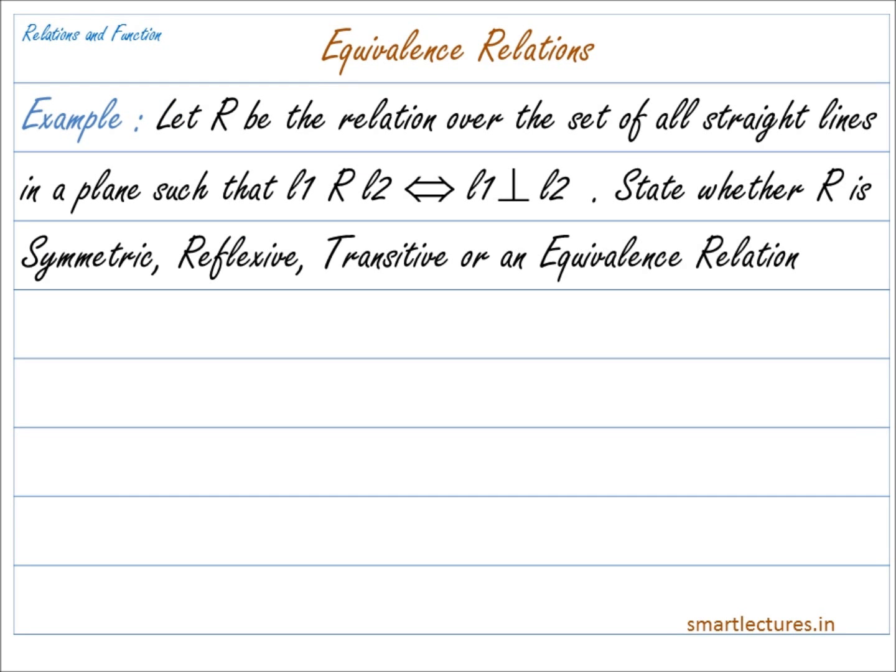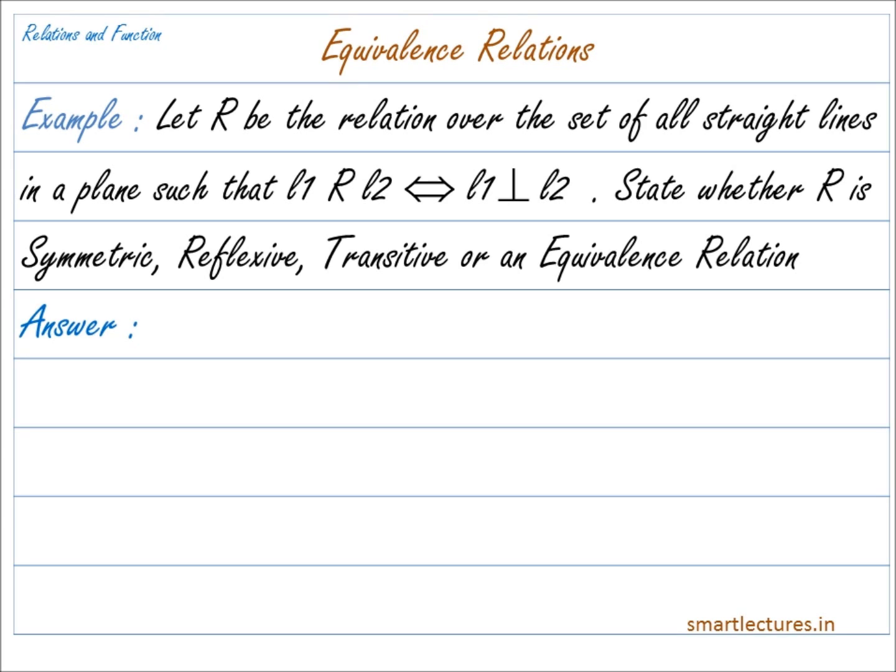Let's try one more question. Let R be the relation over the set of all straight lines in a plane such that L1 is related to L2 if and only if L1 is perpendicular to L2. Then state whether R is symmetric, reflexive, transitive, or an equivalence relation.